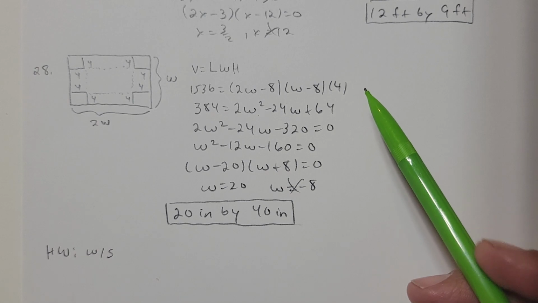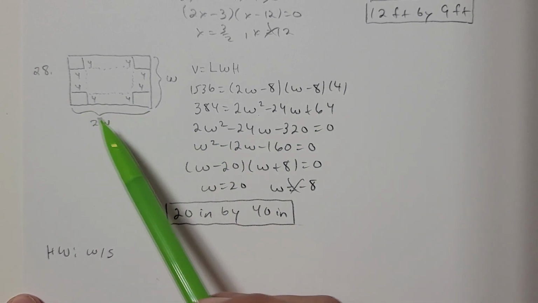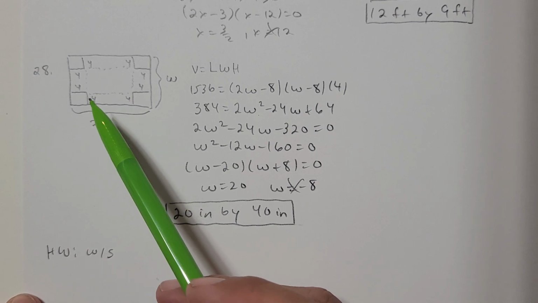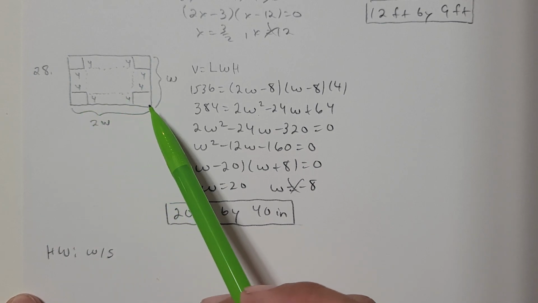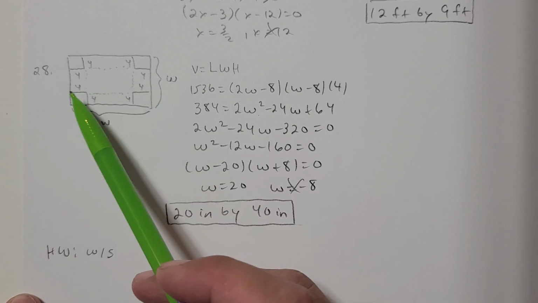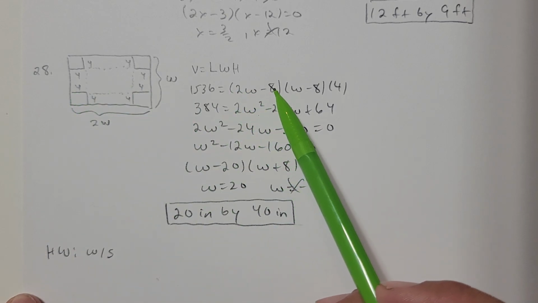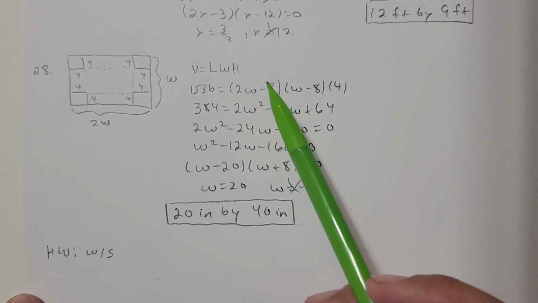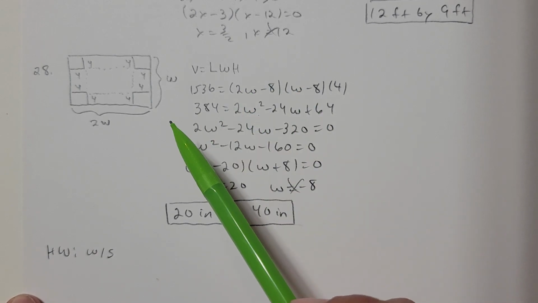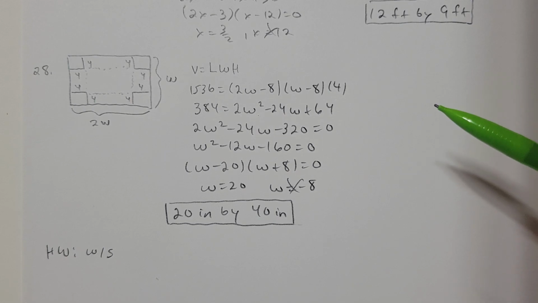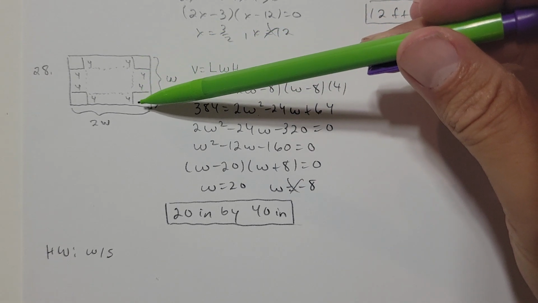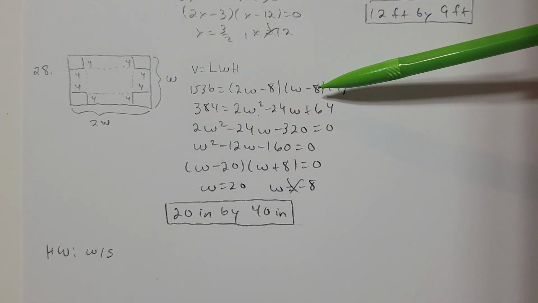So what is the length of the box? Now, the length of the metal is 2W. I'm not asking for that. I need to know the length of the box. Well, if the length of the metal is 2W and I'm subtracting 4 inches on this side and 4 inches on the other side, in all, I'm subtracting 8 inches from 2W. That'd be the length of the box. What's the width of the box? The width of the metal is W. That, again, is not what I'm asking for. I need to know the width of the box. Well, I'm subtracting 4 inches up top and 4 inches down under. So W minus 8 inches would be the width of the box.